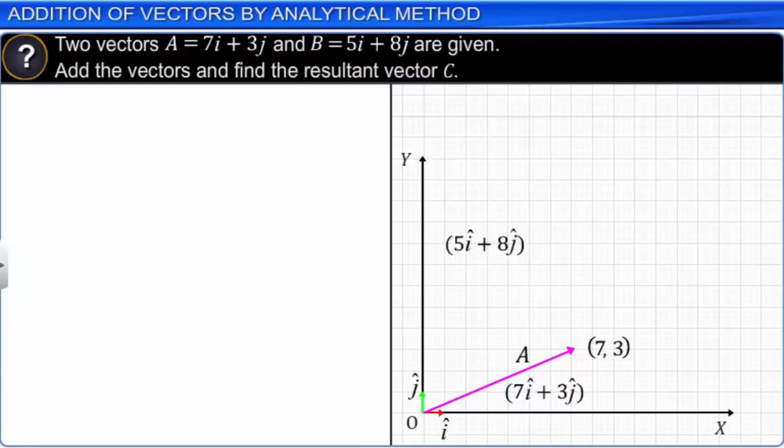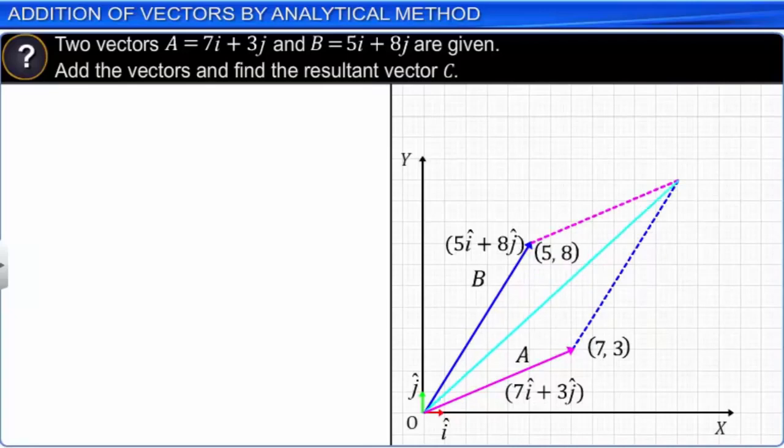Display an arrowhead at the end of this diagonal. This diagonal represents the required resultant vector C. Check the coordinates of the arrowhead point of C, which should be 12, 11. You can also solve this problem without graph paper. You need to simply add the coefficients of i and j as shown here. However, representing the given vectors on graph paper helps you visualize the procedure.